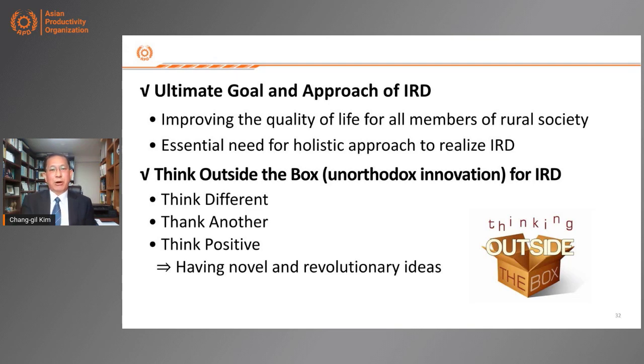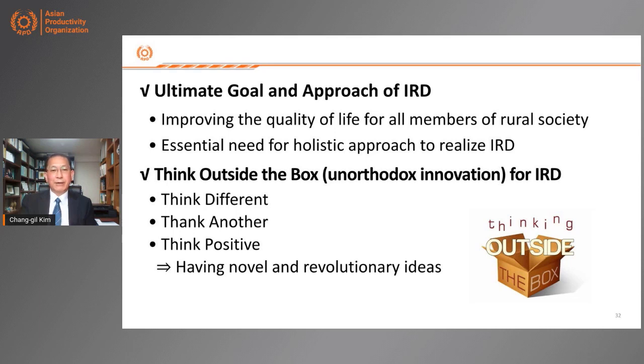The ultimate goal and approach of inclusive rural development is improving the quality of life for all members of rural society. That's the essential need for a holistic approach to realize inclusive rural development. For this, a shifted mindset among all related subjects is needed. So it is necessary to think outside the box. That means an unorthodox innovation: think different, think another, think positive.